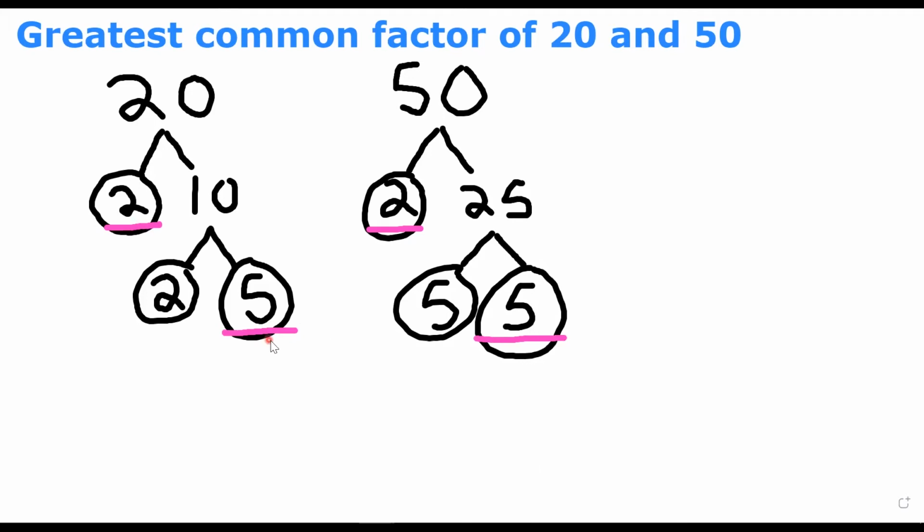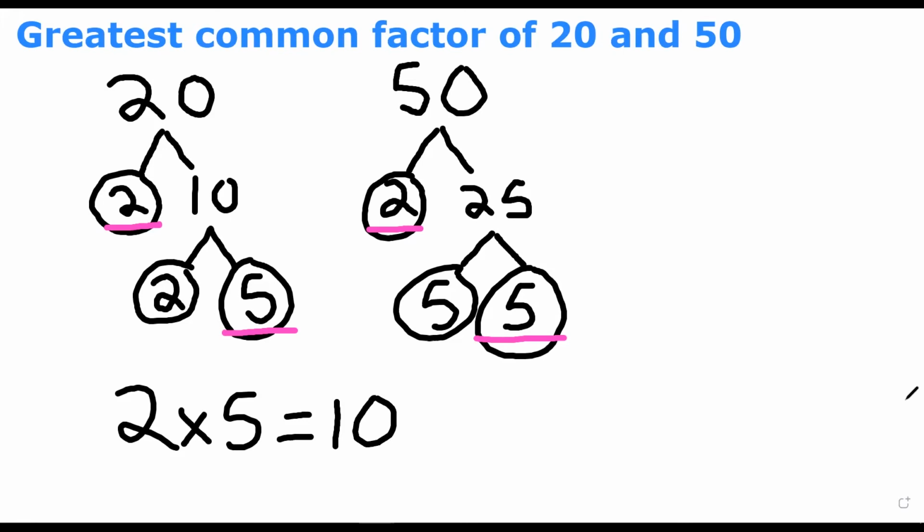Now that we have underlined all the numbers that they have in common, we need to multiply these numbers together. So 2 times 5 equals 10. So this means that the greatest common factor of 20 and 50 is 10. Now we have found the greatest common factor of these numbers using prime factorization.